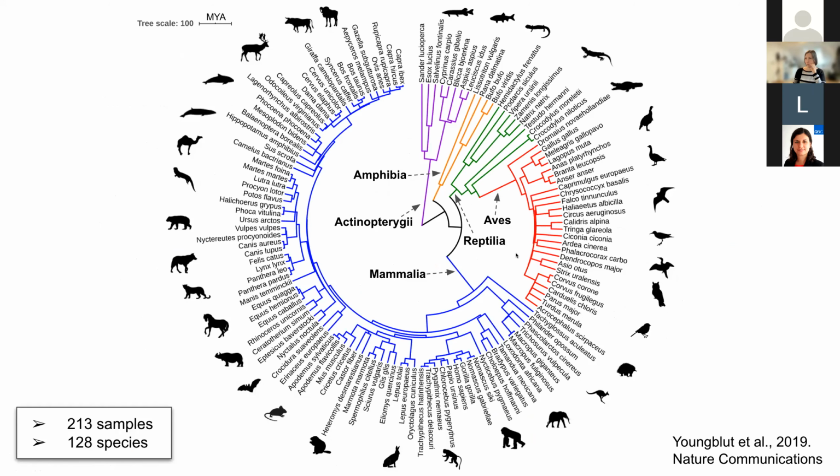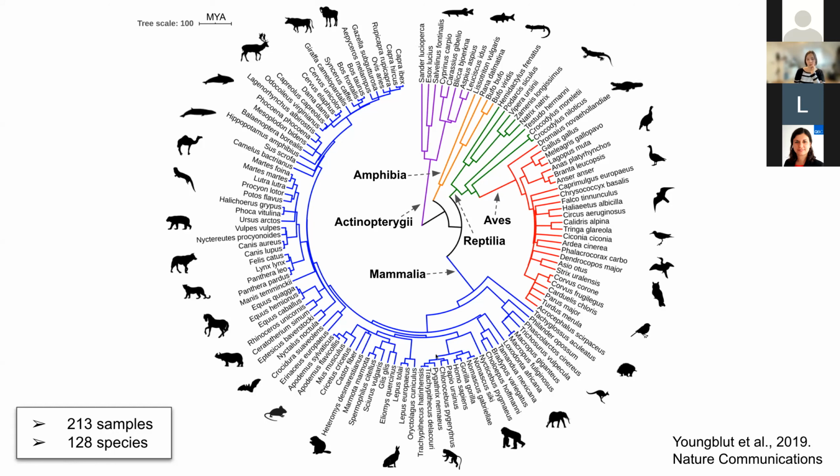So here is the whole data set in terms of the animals included. This is a super tree with the classes mapped on with the various colors. So again, fish, amphibians, reptiles, birds, and mammals. Hopefully the silhouettes of the animals on the outside gives you an idea of which animals are where on the tree. I recommend taking a second to look over the tree. I will show it quite a few times during the course of the study.